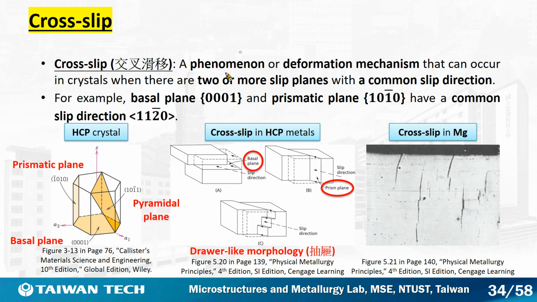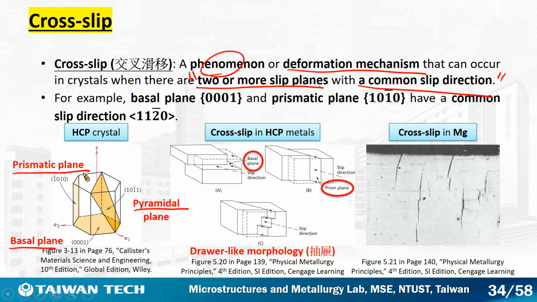Cross slip is a deformation mechanism that can occur in a crystal when two or more slip planes share a common slip direction. So cross slip is related to slip, and it will occur when this condition is satisfied. For example, let's have a look at the HCP crystal. We know that we have three special planes: basal, pyramidal, and prismatic.